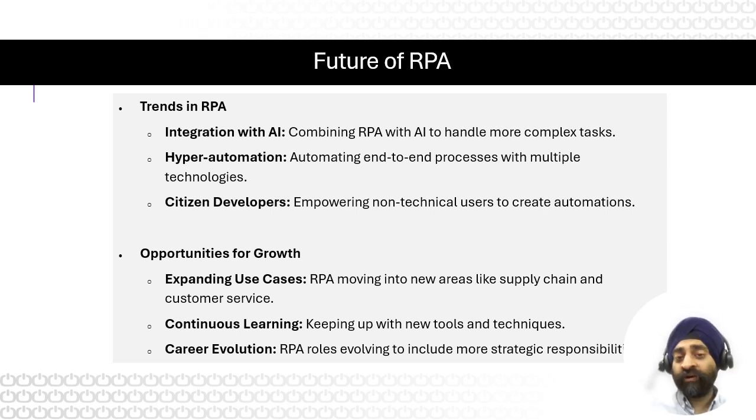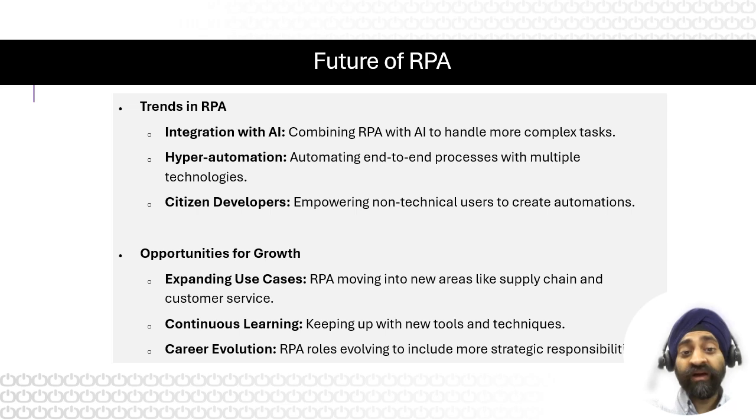The AI technology which we are talking about, it's artificial intelligence. It's not human intelligence, artificially being created for the machines, for the bots, which will help them to take certain decisions based on the complex data. This combination of RPA with AI allows organizations to automate more sophisticated processes. So this is the future of RPA.